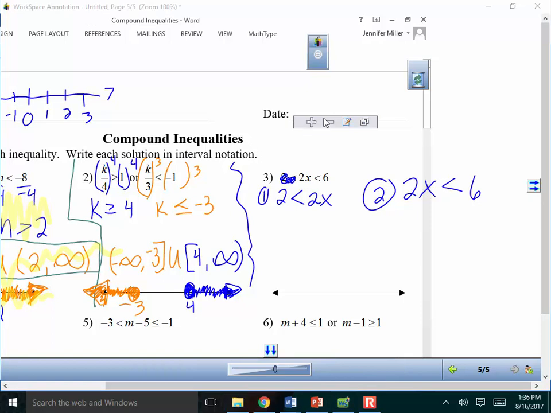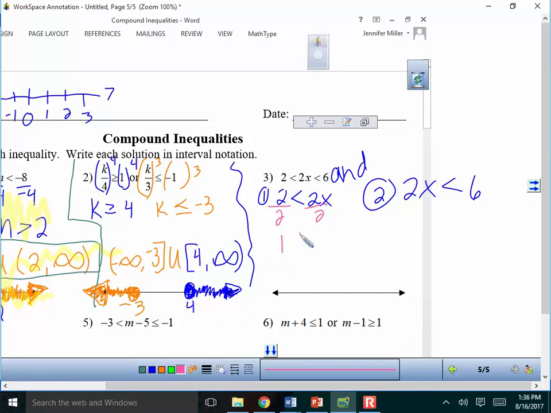Okay. Now we just want to get x, and then remember this is and. And to get x by itself, we would just want to divide both sides by what? 2. Good. And that gives us 1 is less than x. And then over here, when we divide by 2, we get x is less than 3. So now we just graph this.